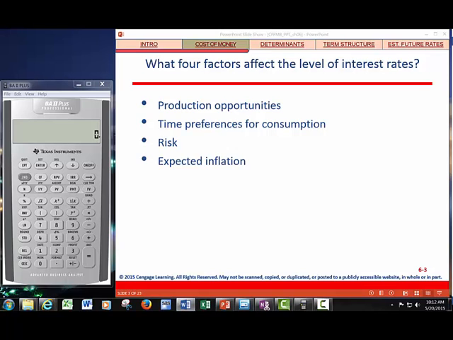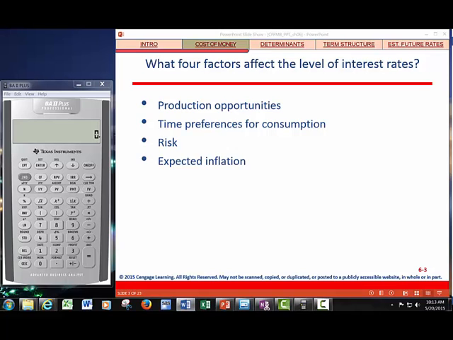The interest rate paid to savers, which I'm trying to do is to be a saver, depends on, first, the rate of return producers expect to earn on invested capital. Second, on savers' time preferences for current versus future consumption. Third, on the riskiness of the loan. And fourth, on the expected future rate of inflation.